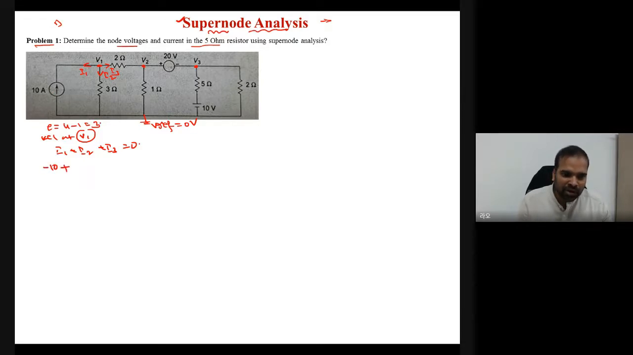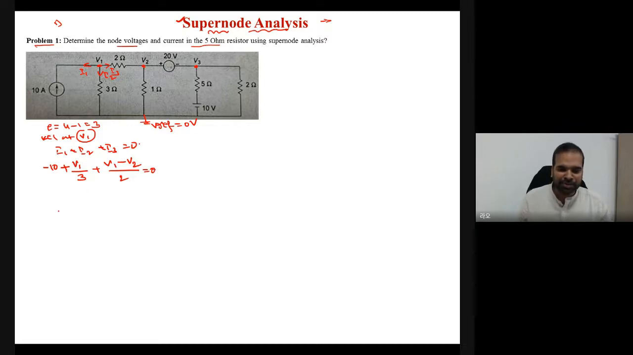So here plus, how to write I2? Voltage by resistance. For the 3 ohm resistor, one end V1 is connected, another end is V reference, that is 0. So V1 minus 0 means V1, by 3 ohm. So how to find I3? For the 2 ohm resistor, one end is connected to V1 and the other end is connected to V2. Of course, you need to write minus 0, this is V reference, but it doesn't change any value. So V1 minus V2 by 2 equal to 0.